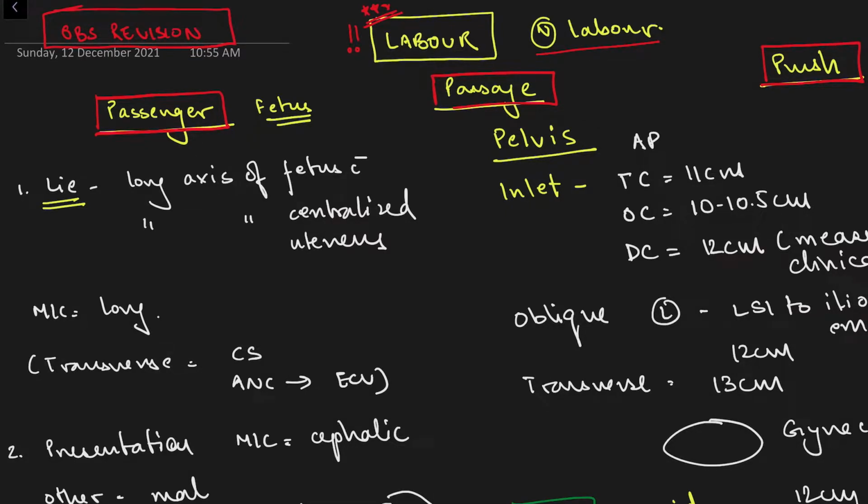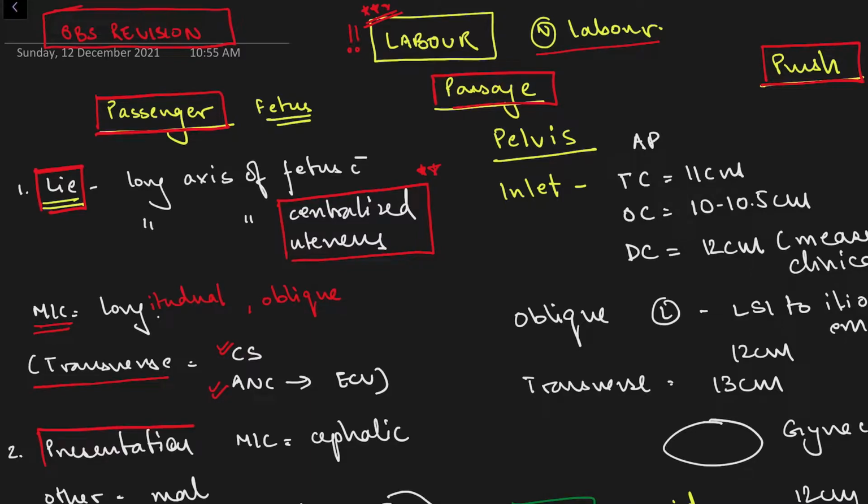First, let us talk about lie. What is lie? It is the long axis of the fetus with a centralized uterus, which is very important, right? The most common lie is a longitudinal lie. This is a longitudinal lie, and the other lie can be either an oblique lie, right, or a transverse lie. If there is a transverse lie, then we go in for C-section, and if antenatally we come across transverse lie, then we can also go in for external cephalic version.